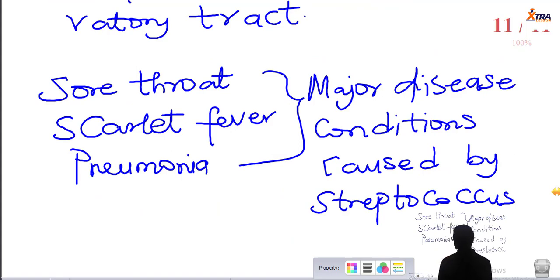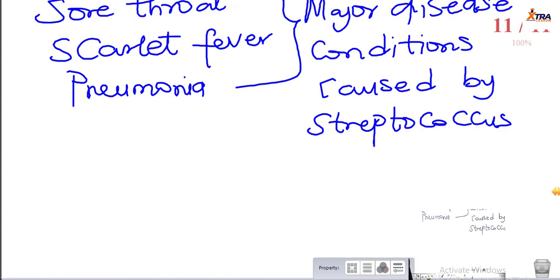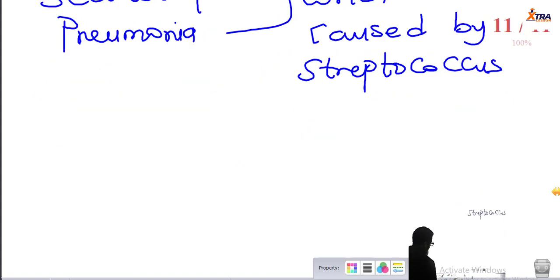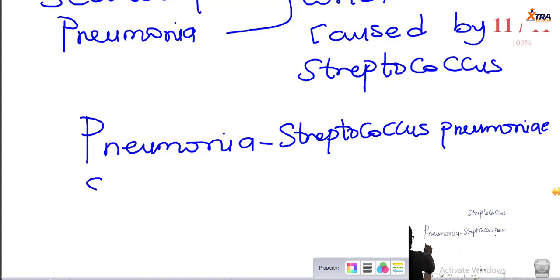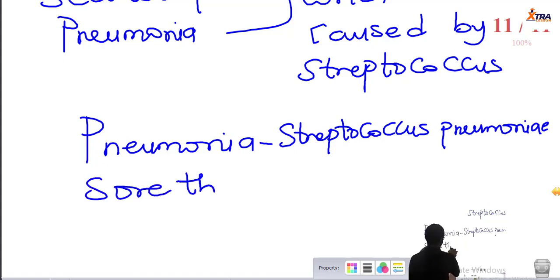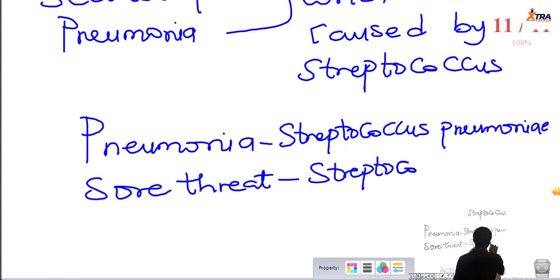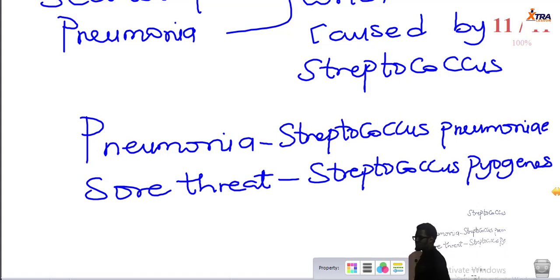For instance, the pneumonia now is caused by a species of Streptococcus called, well, the name gives it itself, Streptococcus pneumoniae, an alpha hemolytic strep. So, pneumonia, for instance, is caused by Streptococcus pneumoniae. The sore throat, for instance, you have it caused by Streptococcus pyogenes, also called group A strep. So there you go.